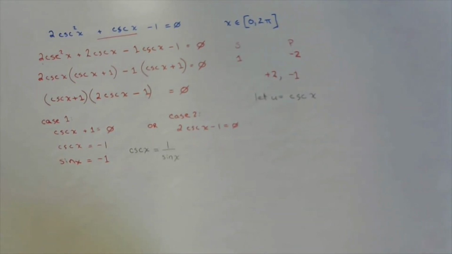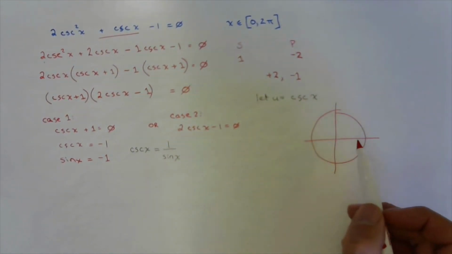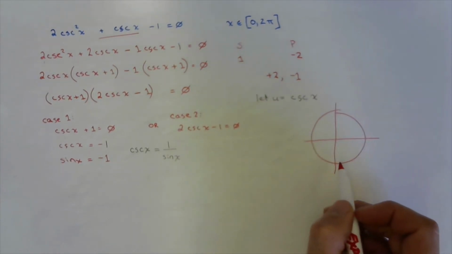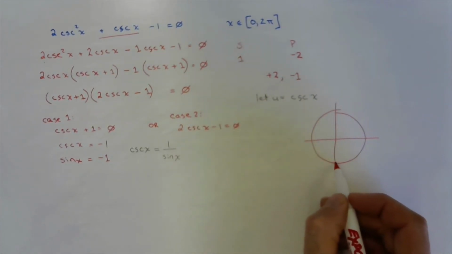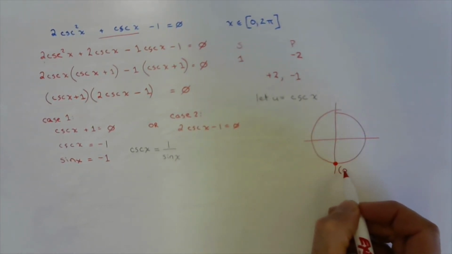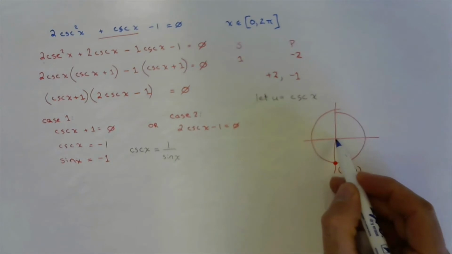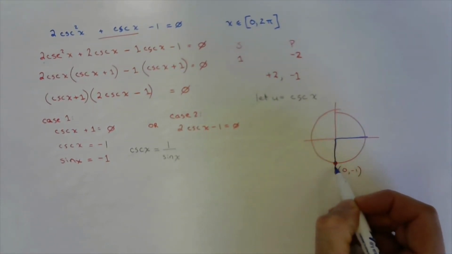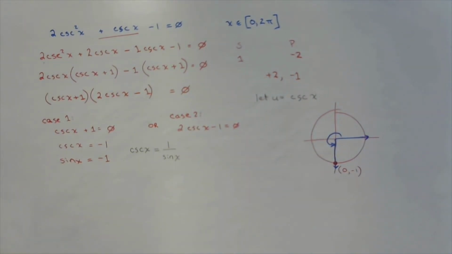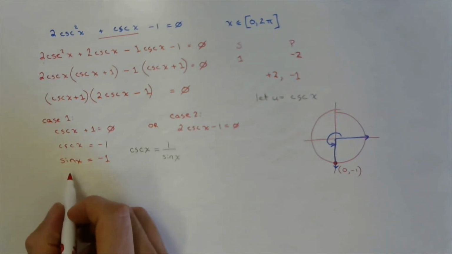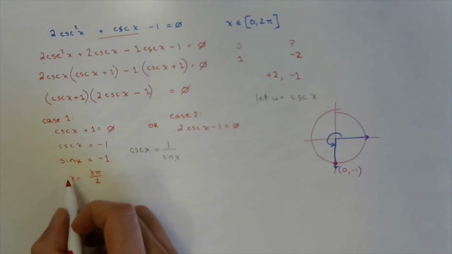Well, we can get our exact solutions here. Again, if we look to our unit circle, sine corresponds to the y coordinate of all the points where the terminal arm would meet the arc. And the only place that occurs is down here, where we have 0, -1, which tells us that the angle that gives us a sine of -1 is 3 pi over 2. So the only solution here in case number 1 is x equals 3 pi over 2, or 1.5 pi.